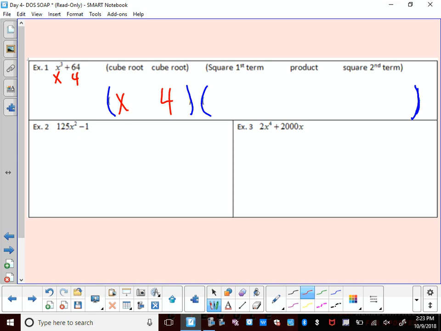Now I'm going to skip to the second group. It says to square the first term. What's x squared? X squared. My middle says product, which just means to multiply. So I'm going to multiply 4 times x. What do we get? 4x. My last term tells me to square my last term. So what is 4 squared? 16.